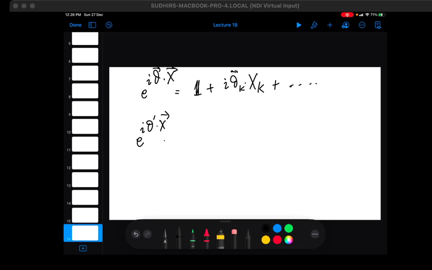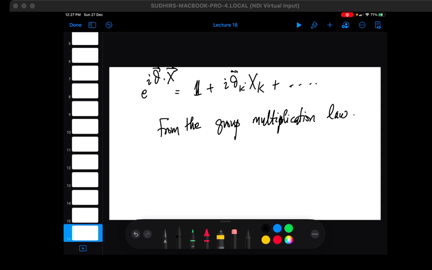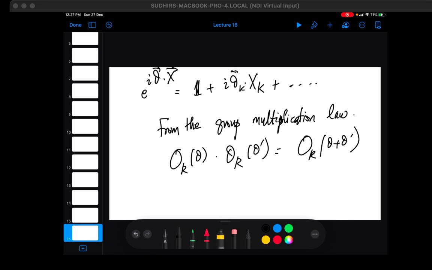So if we have another group element, let's just do the group multiplication law. From the group multiplication law, what we need is that O_R of theta times O_R of theta prime should give me O_R of theta plus theta prime. Now theta is three dimensional, so theta is a vector now, so this should be a theta bar and a theta prime bar.